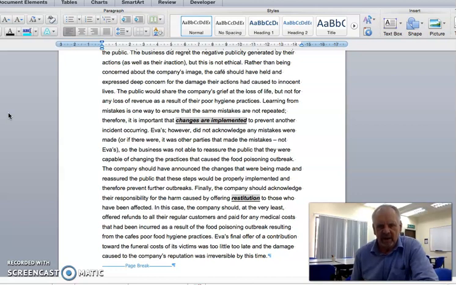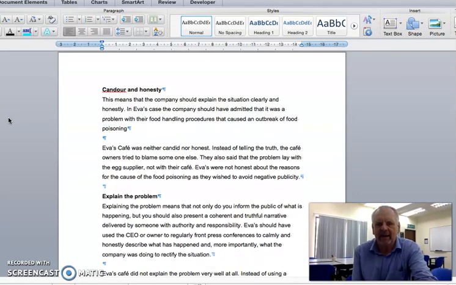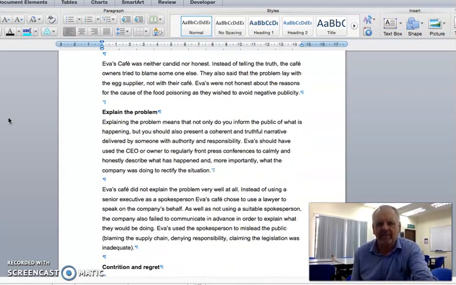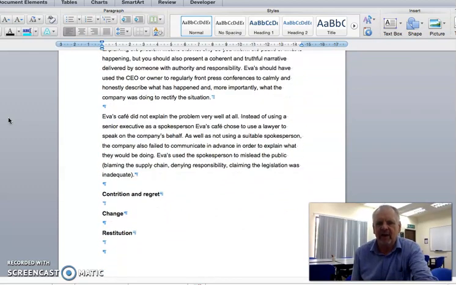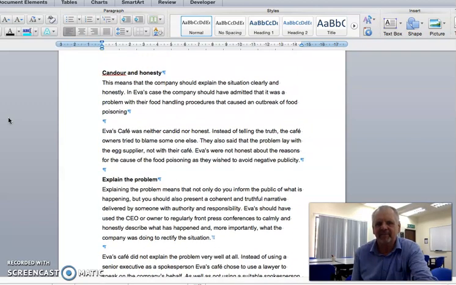Now the whole point of a report is to make it quick and easy for the reader to read. So think back to the reports that you have written, your SWOT report and your business report, and the way that you used subheadings. So here are the subheadings. Candor and honesty. Say what you have to say about candor and honesty. Explain the problem. Say what you have to say about explain the problem, and so on. Contrition and regret, change and restitution. I haven't filled these in, but let's have a look at what I have done.